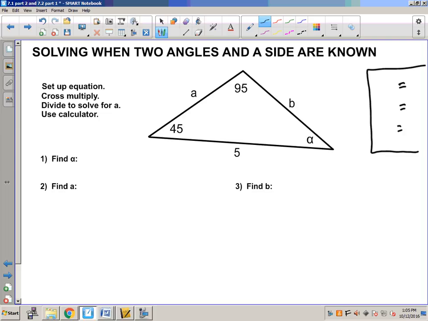They gave us one of the sides. Which side did they give us? A, B, or C? It's got to be C by process of elimination, right? Because it's not A and B. So they gave us C was 5. And they gave us a couple of angles. Which angles? They gave us gamma. Gamma is across from C, so gamma would have to be the angle across from C, which is 95. And they gave us what else? Beta. That's the one across from B. And that was 45.